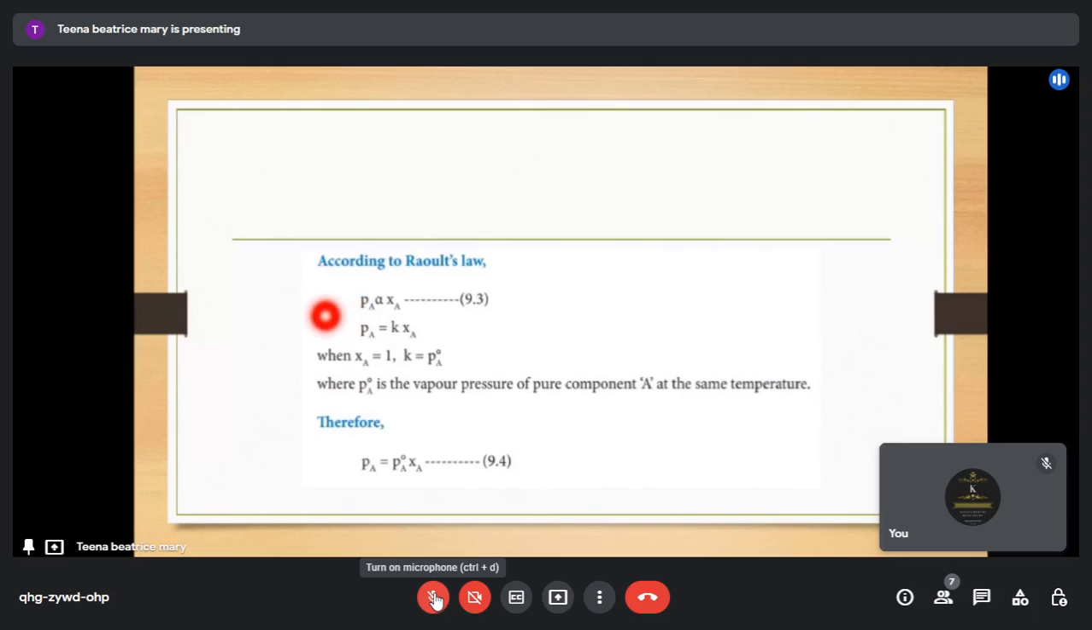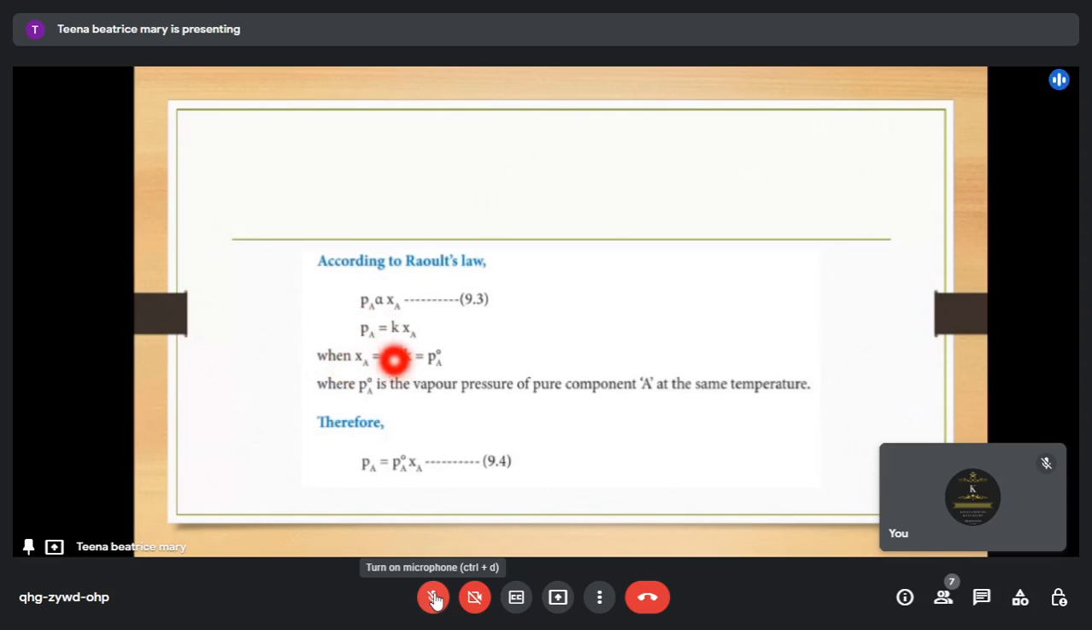Here, can anyone remind about Henry's law? Henry's law expression, anybody? P solute is directly proportional to X solute in solution. Yes, that is the thing. So here also it is given PA is equal to KA, where XA is equal to 1.